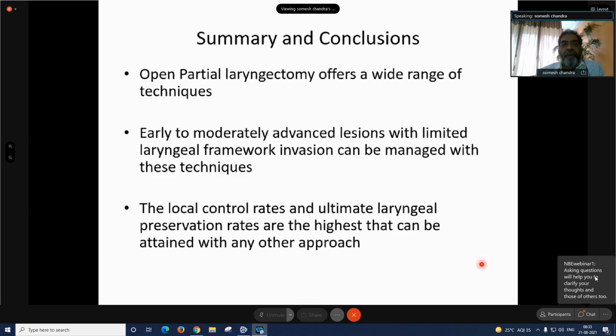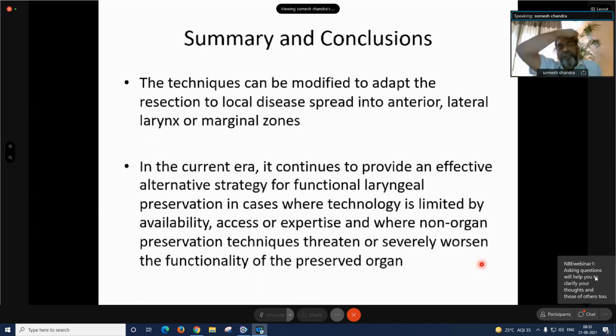So, in summary, open partial laryngectomy offers a wide variety of techniques. It's suitable for early to moderately advanced lesions, and local control rates and ultimate laryngeal preservation are the highest that can be obtained with any approach.